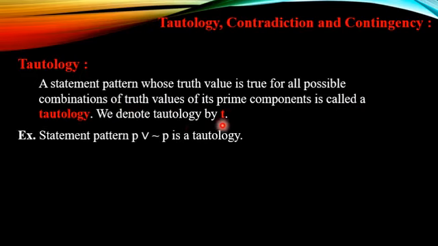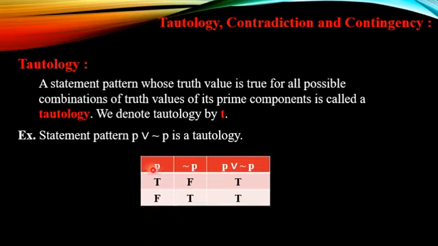For example, let us consider one statement pattern, P or negation P. The truth table of this statement pattern is this one. Now the truth values of this statement pattern are all T. That means this statement pattern is always true. That means this statement pattern is a tautology.